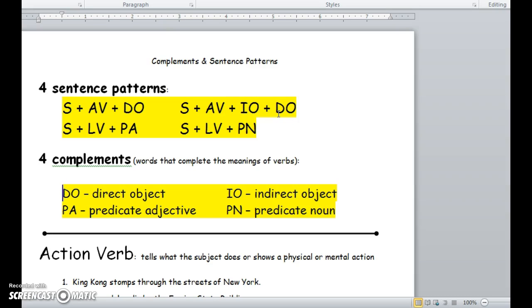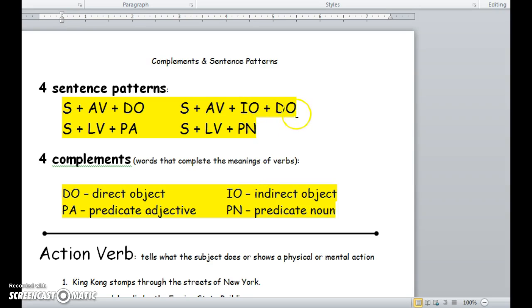And then we have 2 sentence patterns that go with linking verbs. Subject plus linking verb plus predicate adjective, and subject plus linking verb plus predicate noun. You can see here that we have 2 patterns that go with action verbs. What comes after the action verb is considered the complement. So we have direct objects, which we're going to abbreviate with DO, and then we have indirect objects that we abbreviate with an IO.